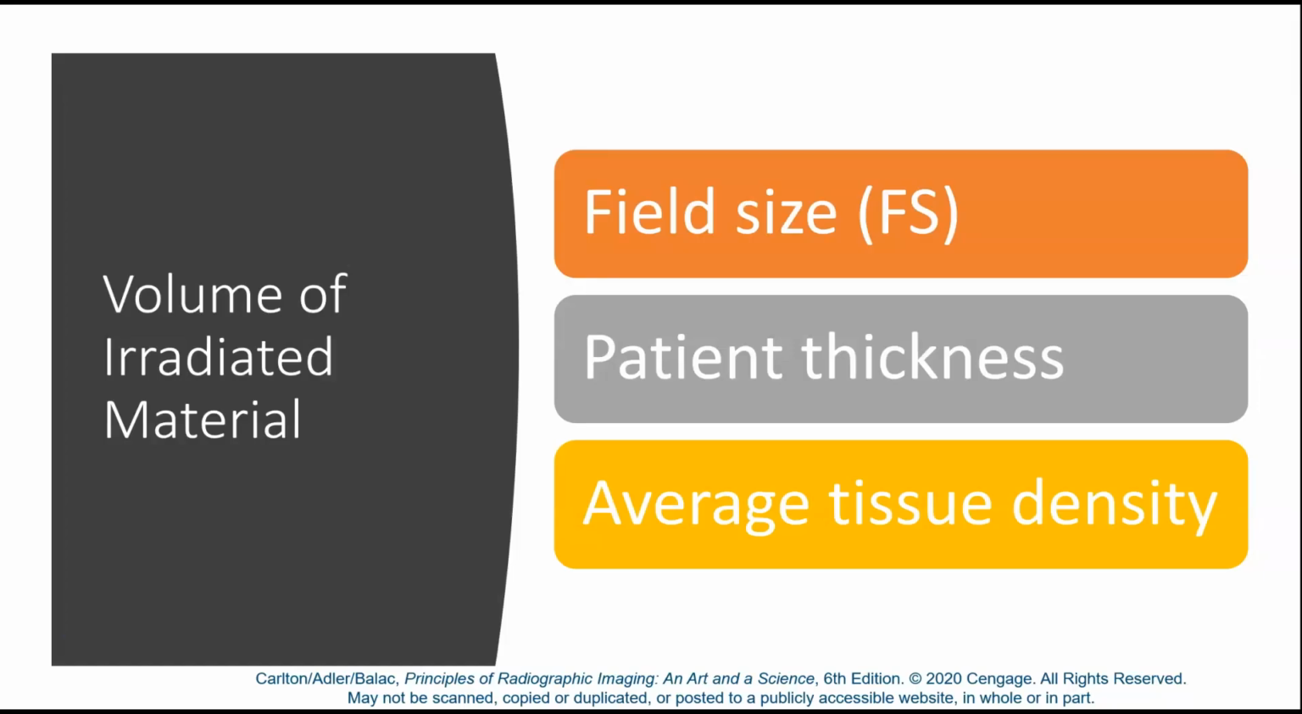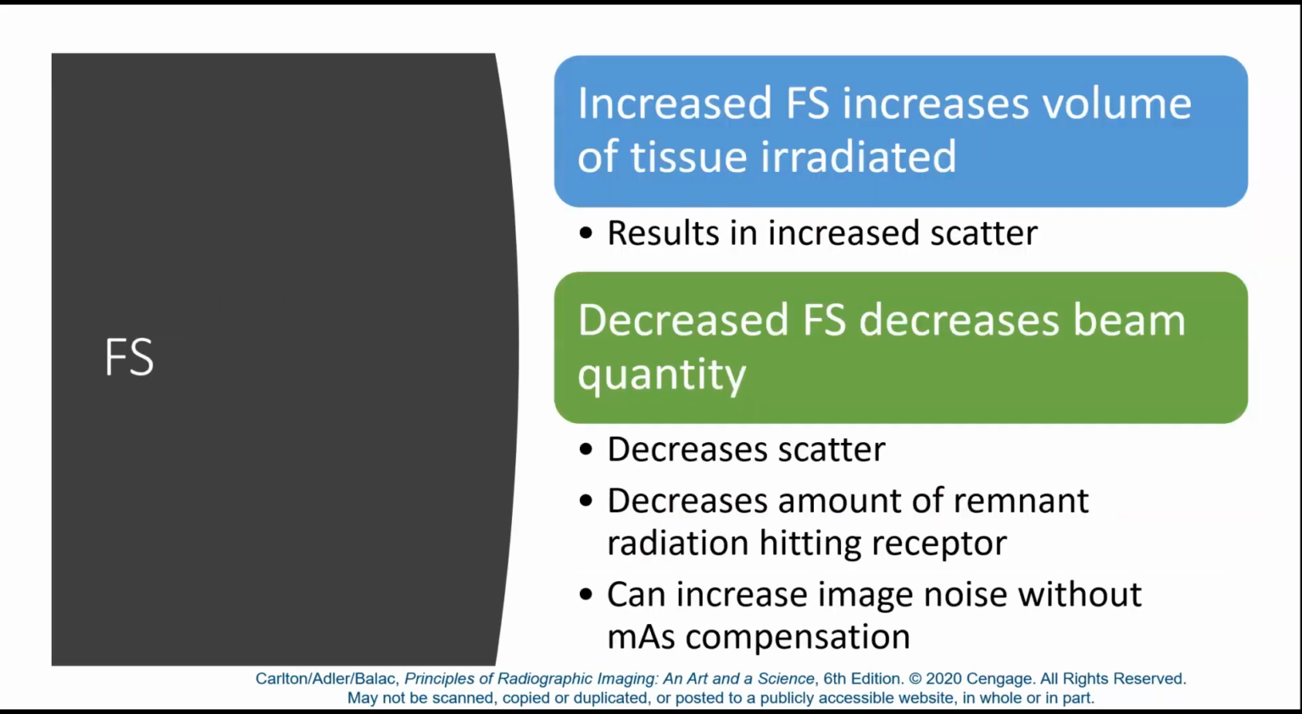All right, so let's take a look at the volume of irradiated material. We're going to look at our field size, and I'm going to use the abbreviation FS, our patient thickness, and our average tissue density. So if we look at field size, increasing the field size increases the volume of tissue irradiated, okay? So that means you're making your collimation bigger, right? If you decrease the field size, then you're making it smaller, okay?